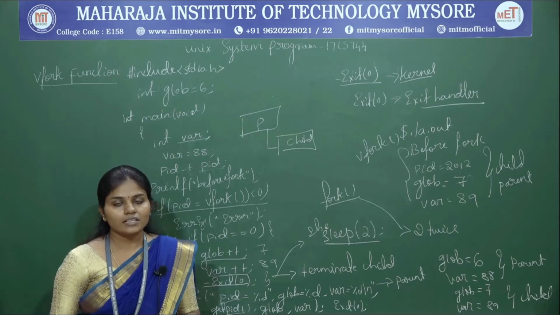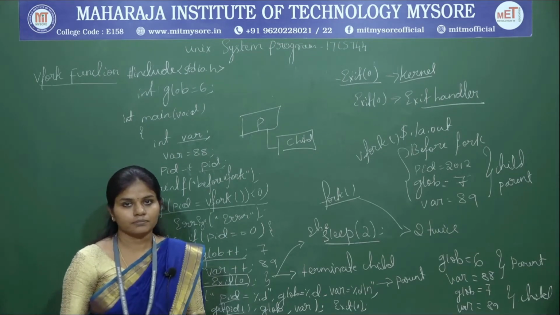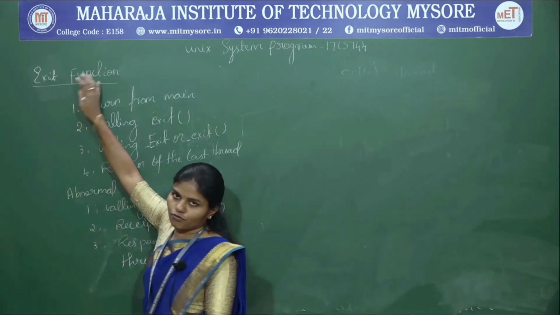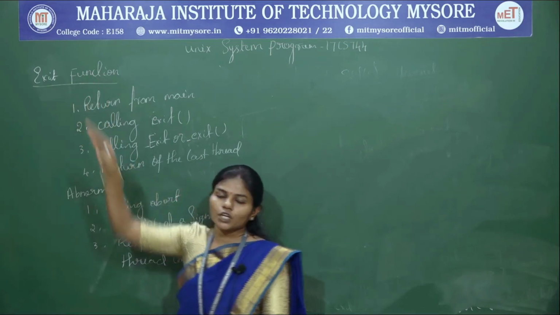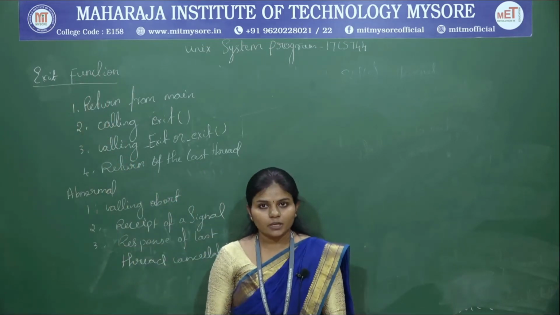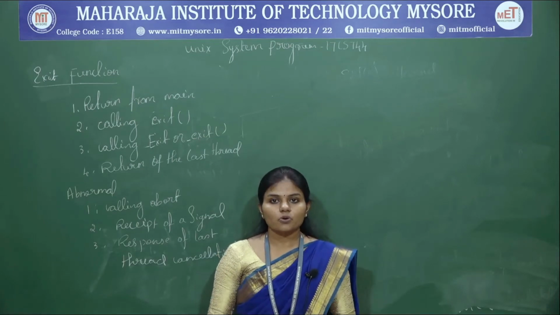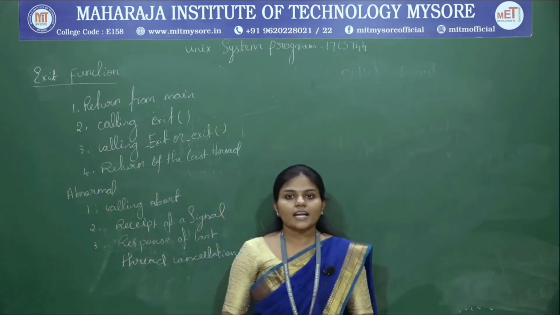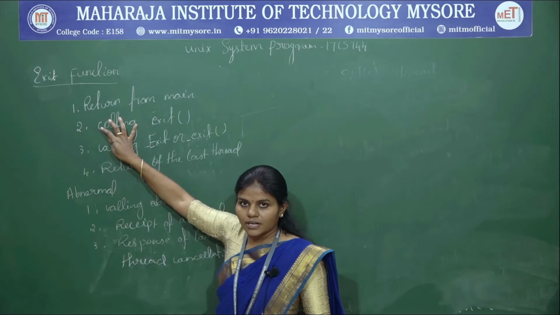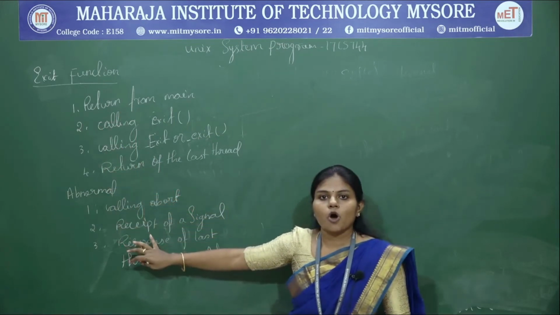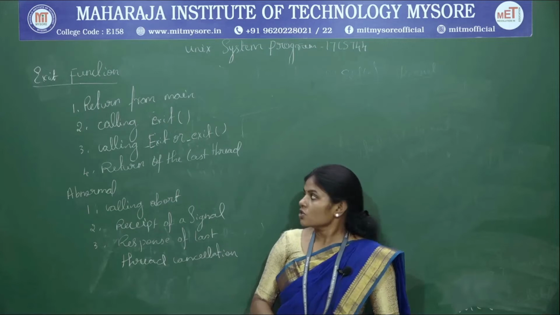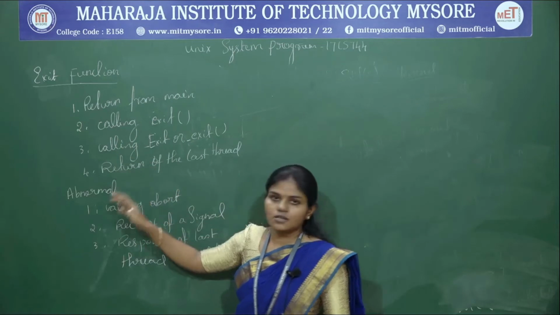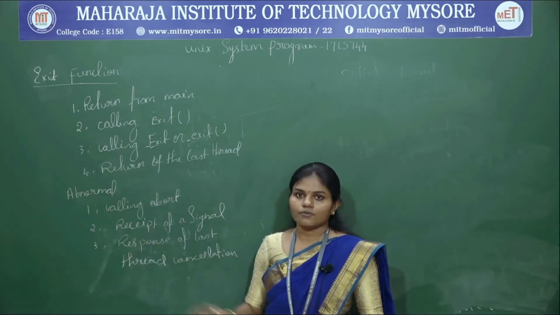So let us start with the next topic, that is the exit function. We know that the exit function is used to terminate a process, right? To terminate the process we make use of the exit function. We have the normal termination of the process and the abnormal termination of the process, right? Normally the process can be terminated in 4 ways, and abnormally in 3 ways, right?